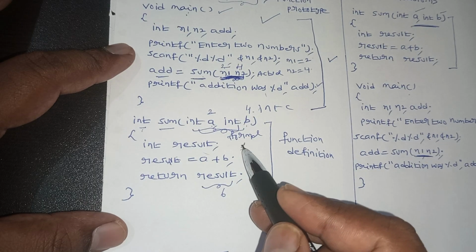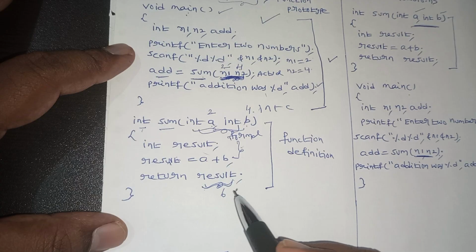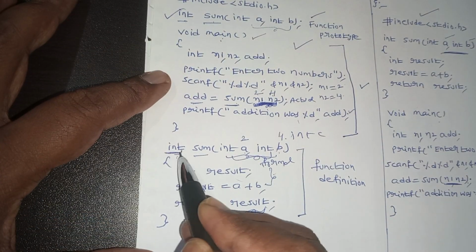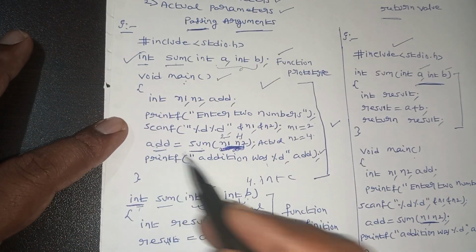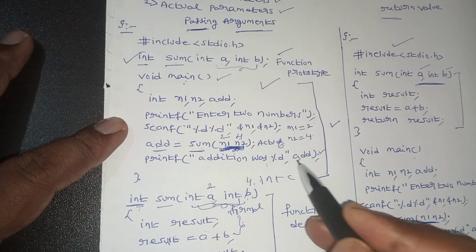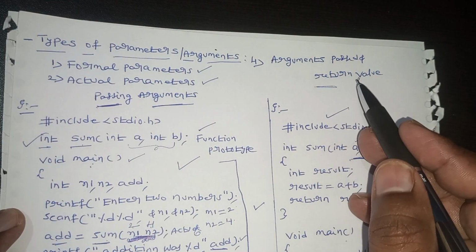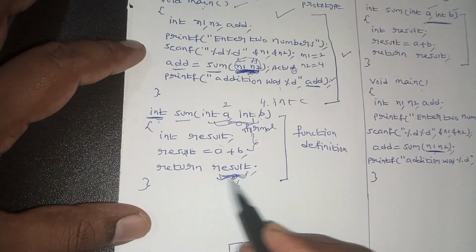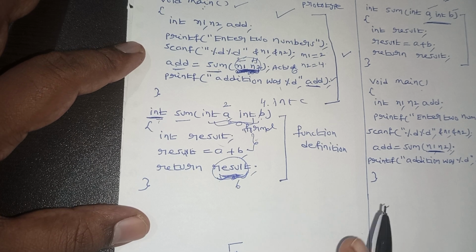What am I doing? I am doing the addition of two numbers. Return a plus b, that is 6. So I am returning the integer value. Then what will happen? add equal to 6. I am printing addition equal to 6. That is arguments passed and returning a value. See, I am passing arguments and I am returning a value. This is the fourth type of user defined function.